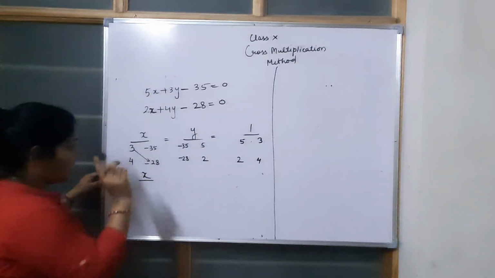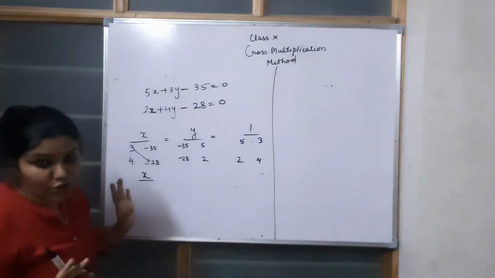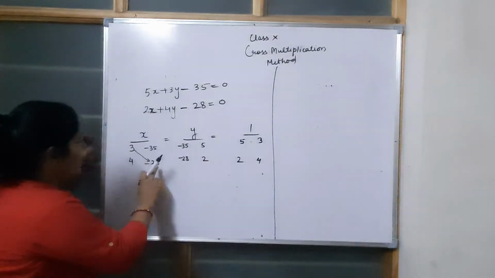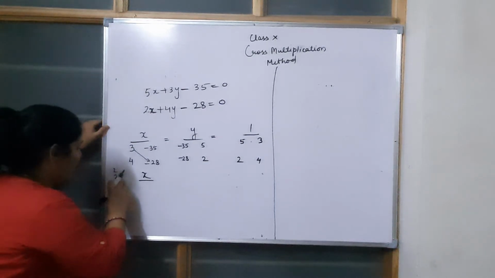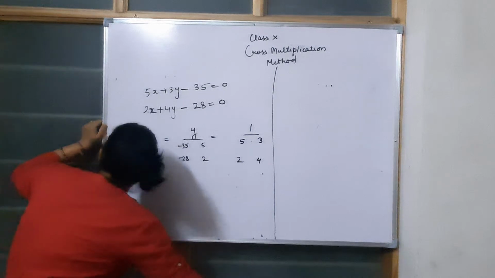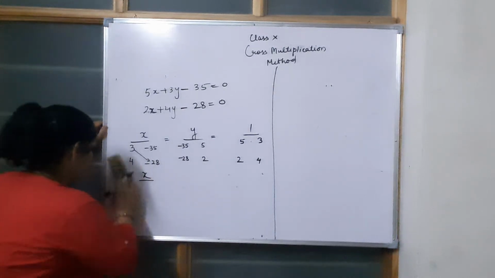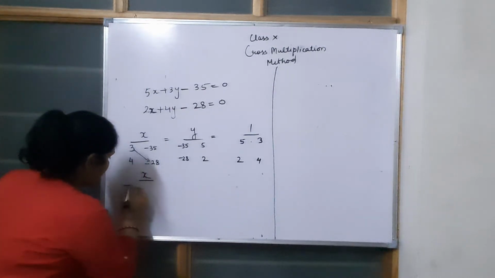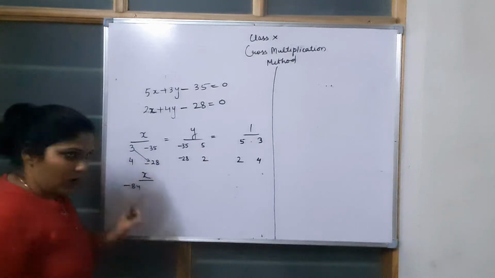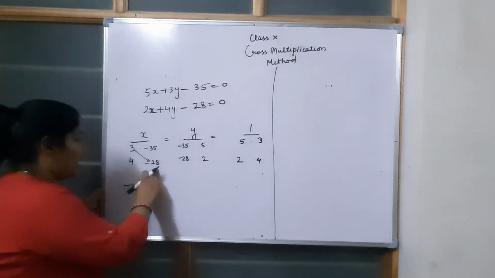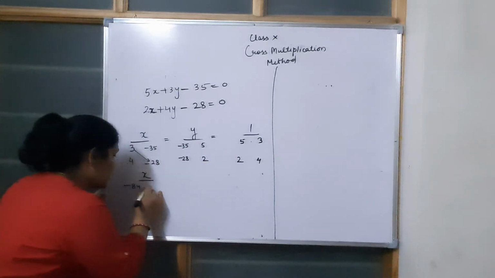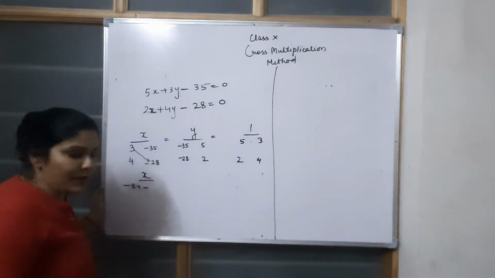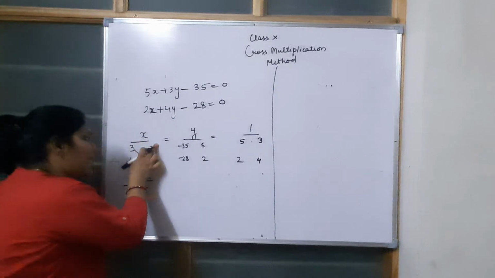So -28 into 3, this downward arrow you need to multiply first, this one. So 3 into -28, just look at 28 into 3, you will get -84. Alright, so you will get what? -84. So I am writing it here, -84. Please be careful, -28 into 3 is -84. Then you have to put the minus sign always. You need to subtract the product of this minus the product of this.